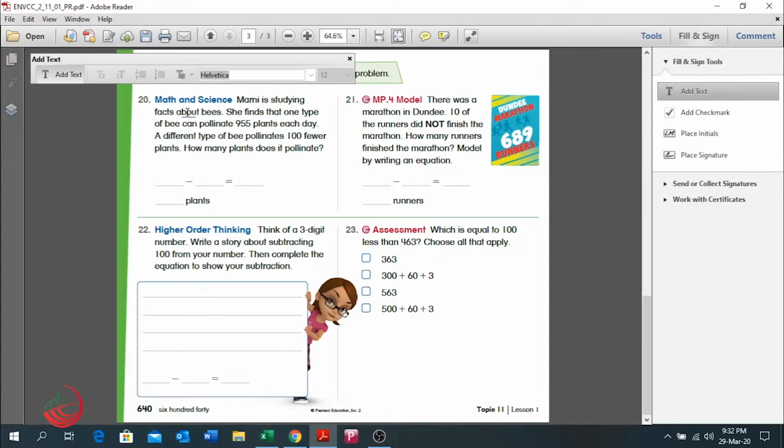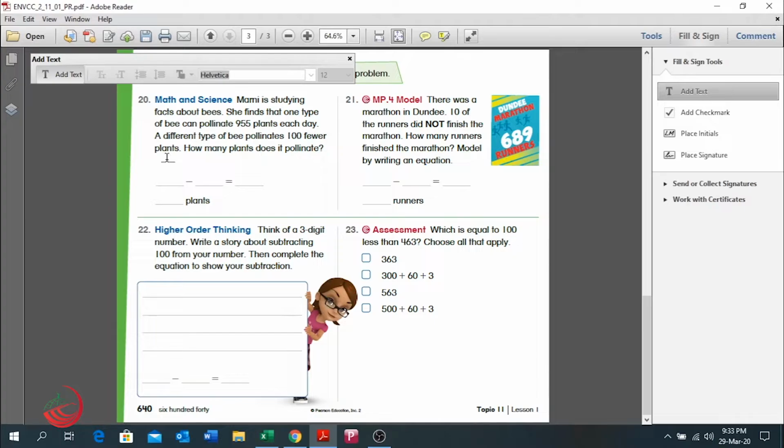Mammy is studying facts about bees. She finds that one type of bee can pollinate. We talked about pollination before, but this is not the class, so never mind. One type of bee can pollinate 955 plants each day. A different type of bee pollinates 100 fewer plants. How many plants does it pollinate?